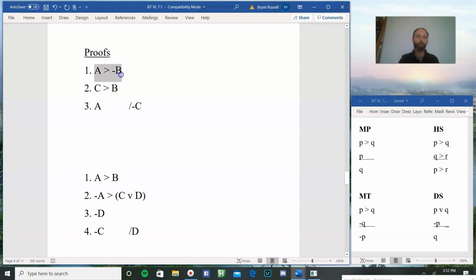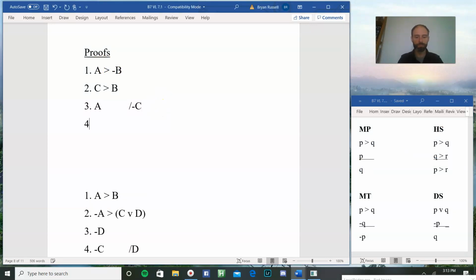So let's look at line 1 and line 3. Those two lines look like they could work together. Because here we're given if A, then not B, and here we're given A. So what can we derive from that? Using MP, we can derive what comes after the horseshoe. So we can derive tilde B. And how did we get there? We did 1, 3, MP.